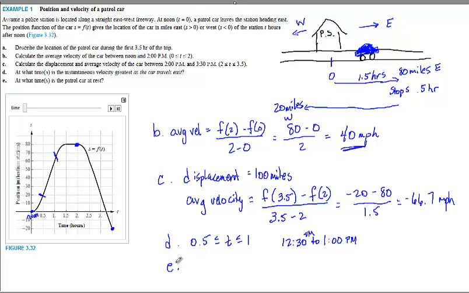E. At what time is the patrol car at rest? It's totally stopped. Looks like about right here and right here. So I'm going to say it's totally stopped in between 1.5 and 2. So that would be 1:30 p.m. to 2 p.m.